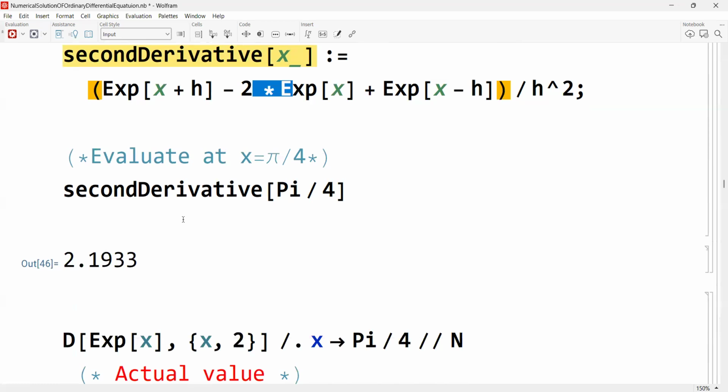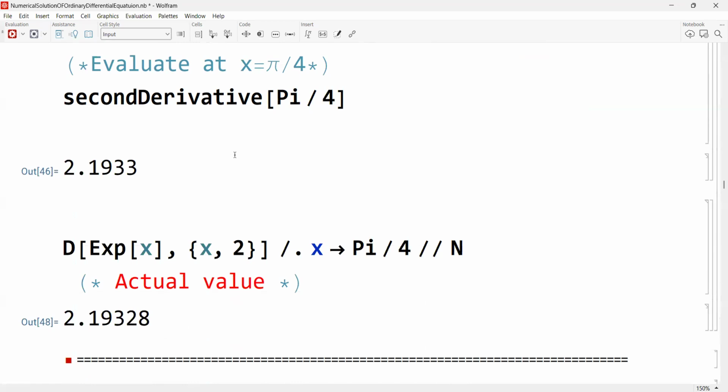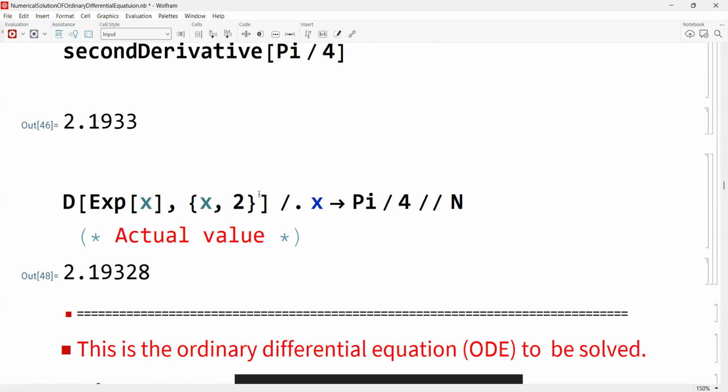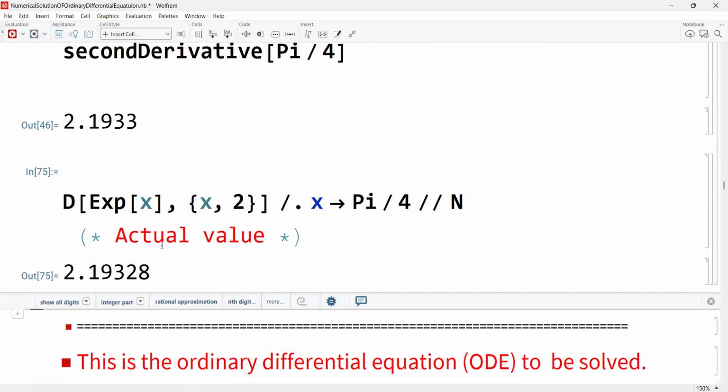Okay, so this is the approximate value for the second derivative. Now for the actual value here, this is the actual value, 2.19328. All right, so this value is closer to this value, 2.19328.